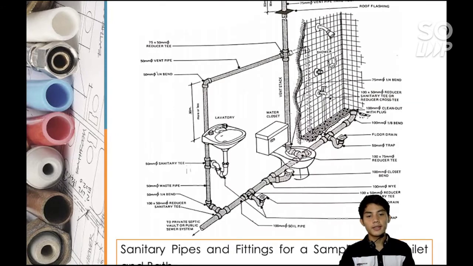This is an example of sanitary pipes and fittings for a sample one-unit toilet and bath. As we can see, we have the steel vent, which is important. Then the fixtures, the lavatory and the toilet. Then this is the drainage. This is where the waste from the lavatory, the toilet, or the shower heads will go.